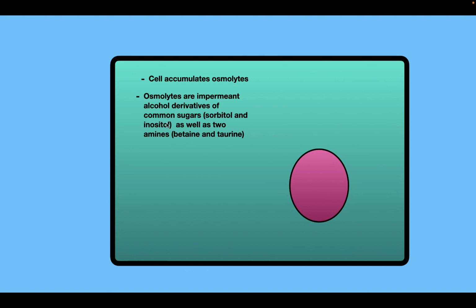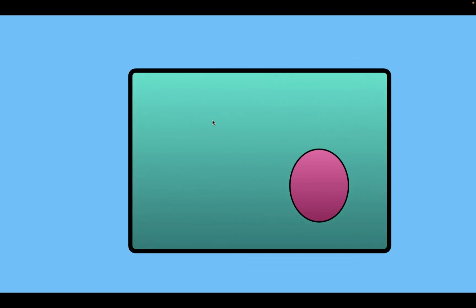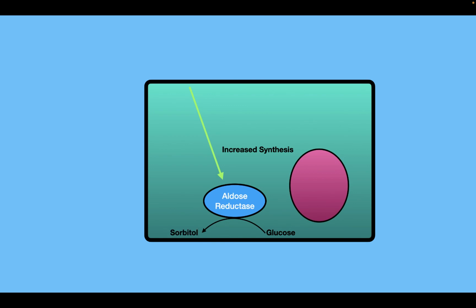So how does the cell actually do this? So if the cell is exposed to a long-term hyperosmolar environment, the cell will shrink, of course, and in response to this shrinking, the cell is going to increase the synthesis of a specific enzyme called aldose reductase. So aldose reductase is an enzyme that converts glucose into sorbitol. Now remember, sorbitol is impermeant or impermeable to the cell membrane. Therefore, sorbitol remains in the cytosol and it acts as an osmotic particle, so it helps draw water from the surrounding environment into the cell.